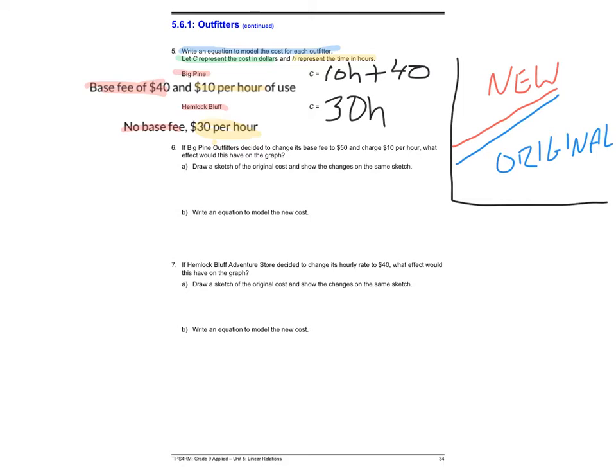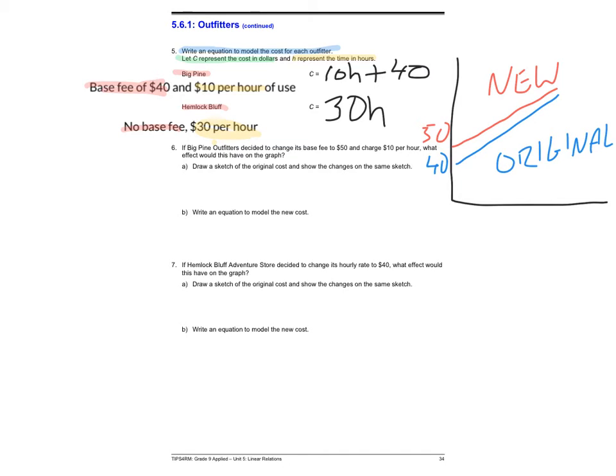And so when we graph this, we should see that our new graph should have the same rate of change as the original, but the original graph started at 40, and the new graph is going to start up at 50, because that base fee was raised from $40 up to $50.